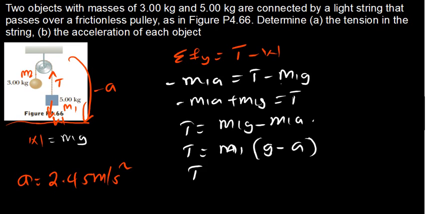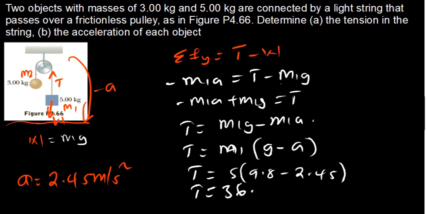Then T is equal to what is M1. M1 is 5, so I'm going to put 5 open brackets, G is 9.8 minus the acceleration 2.45. Okay, from here we can now find our tension. We start with the ones in brackets: 9.8 minus 2.45. I'm getting 7.35 inside there, now times 5. I'm getting 36.75 newtons. So this is the tension force.